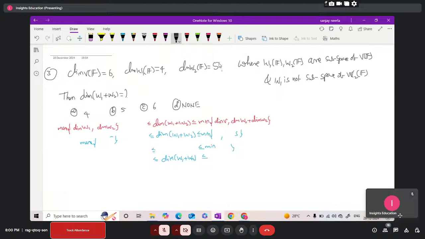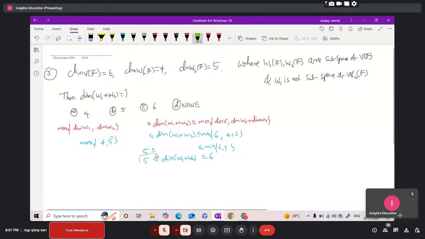But there are no such options, madam. Answer please. Okay, now we'll solve the problem. First of all, find the boundaries. What is the left boundary? The maximum of 4, 5, so the left boundary is 5. Come to the right boundary: the minimum of the dimension of the vector space and 4 plus 5, that is 6, 9. So the minimum is 6.